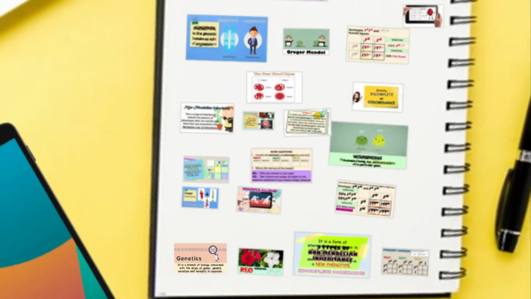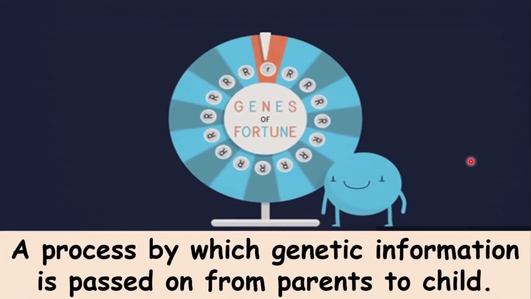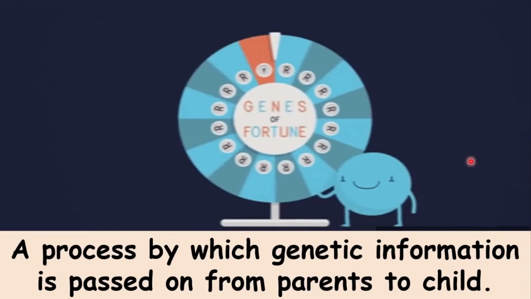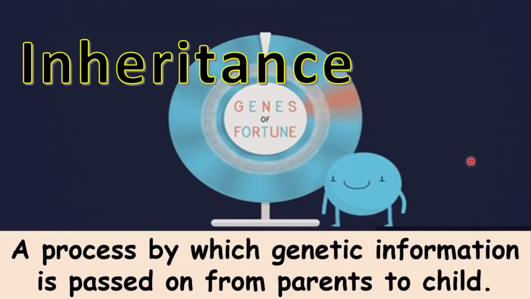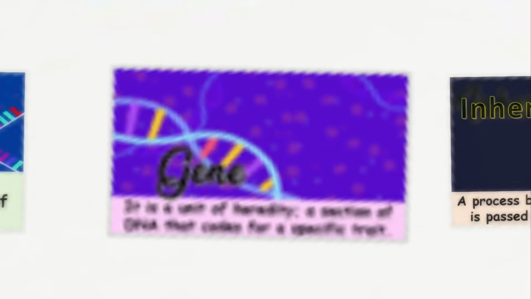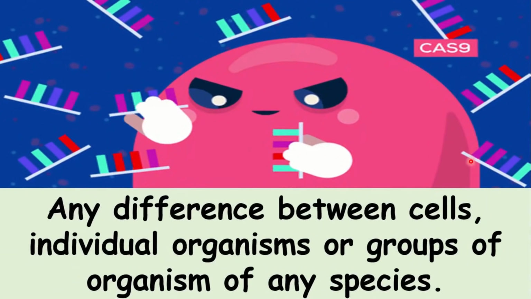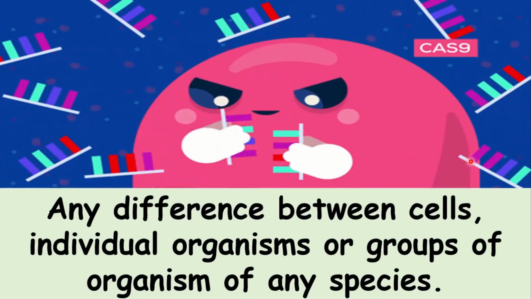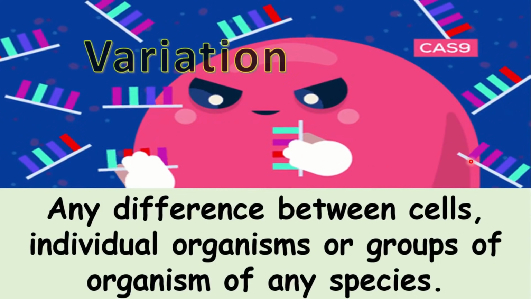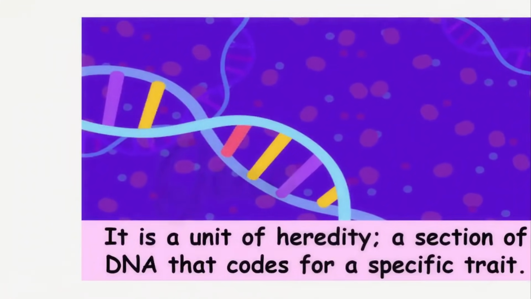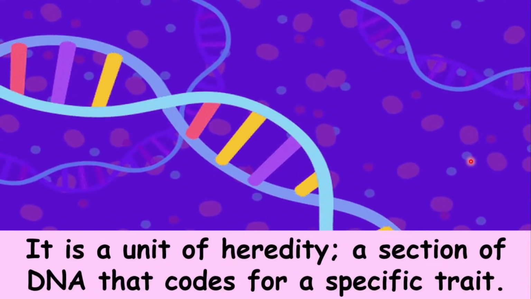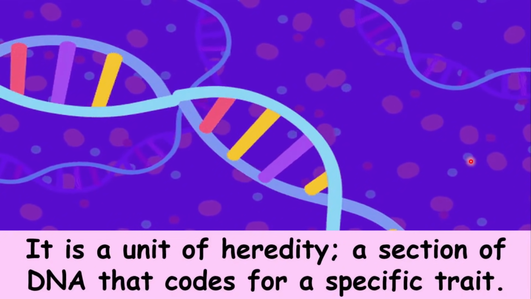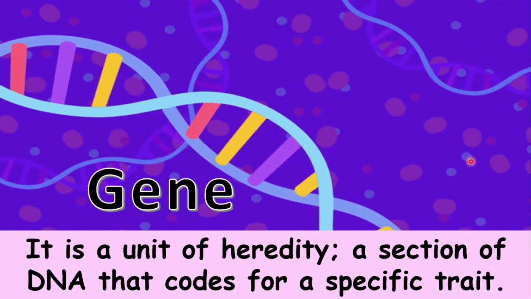That's right. The next term, a process by which genetic information is passed on from parents to child, that is inheritance. Any difference between cells, individual organisms, or groups of organisms of any species, that is variation. Next, a unit of heredity, a section of DNA that codes for a specific trait, that is our gene.